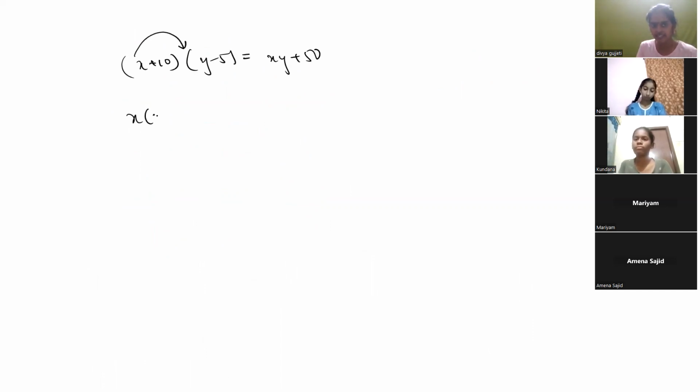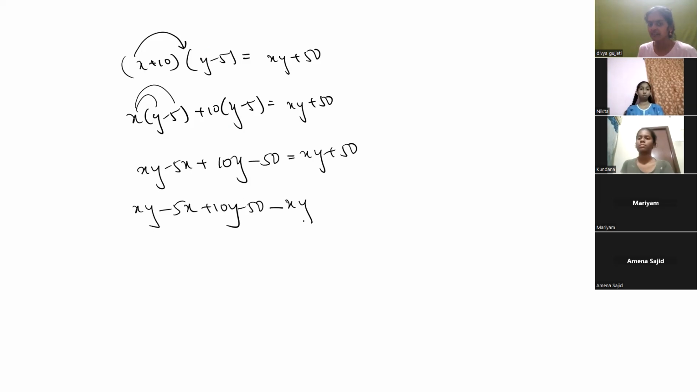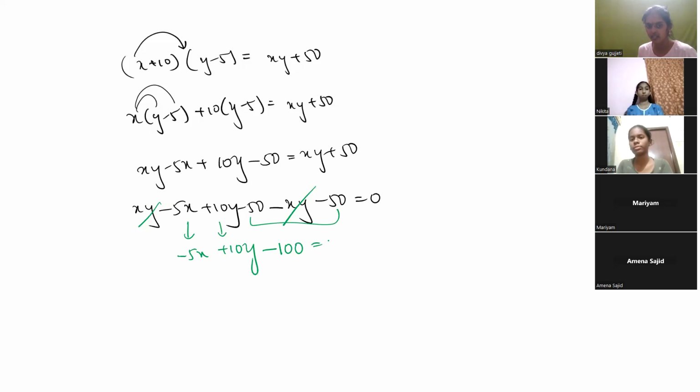x into y minus 5 plus 10 into y minus 5 equals xy plus 50. Okay, again x into y, x into 5, so like that. So xy minus 5x plus 10y minus 50 equals xy plus 50. Again bring all terms together. So xy minus 5x plus 10y minus 50 minus xy minus 50 equals 0. Now if you see clearly, xy cancels. Okay, so minus 5x plus 10y minus 100 equals 0.